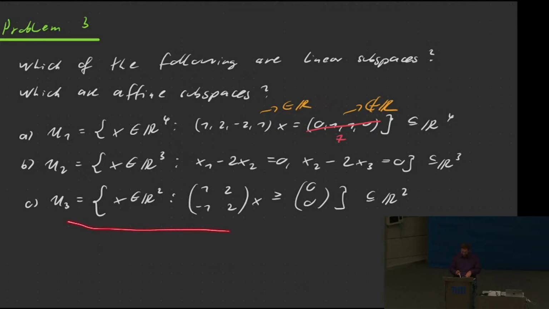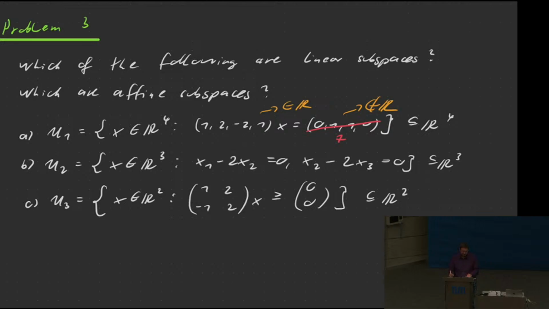And finally, what about U3? Let's again have a quick check. Who thinks U3 is a linear subspace? Who thinks it's an affine subspace? And who thinks it's neither? Yep, again, the majority is right. It's not one of those things, obviously.